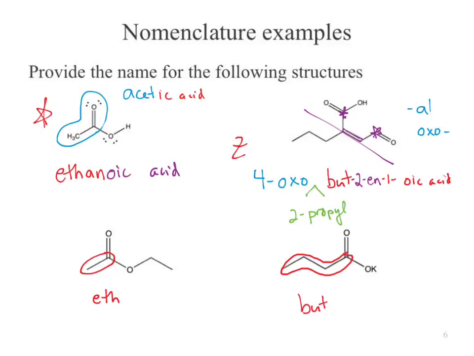Typically, your EZ nomenclature gets shifted to the very front of the name. We have to specify where that Z showed up. Where did it show up? Position 2. So we'd have 2Z, 4-oxo, 2-propyl butene, 1-oic acid.